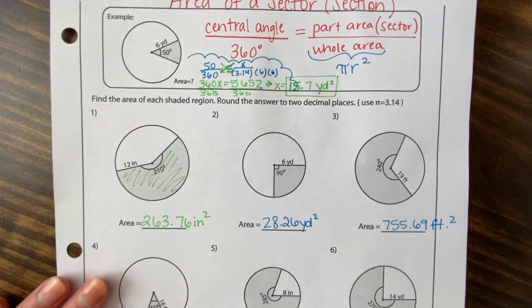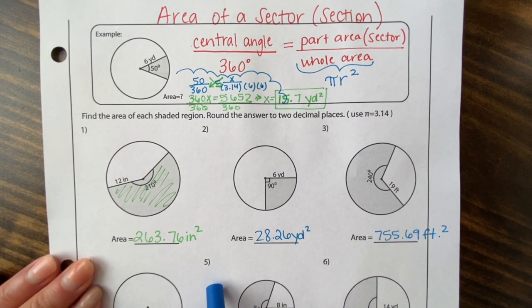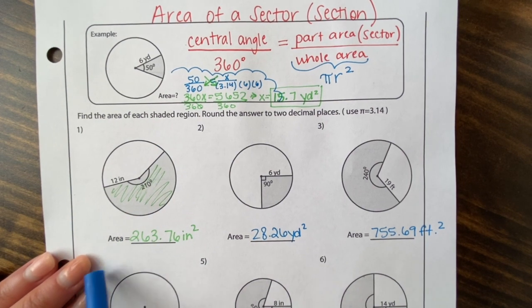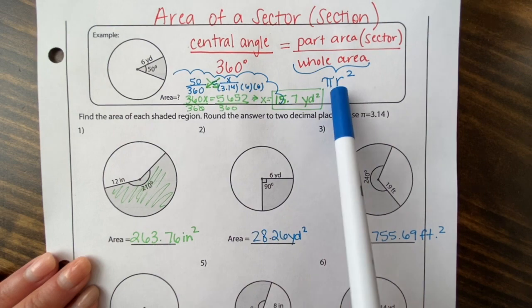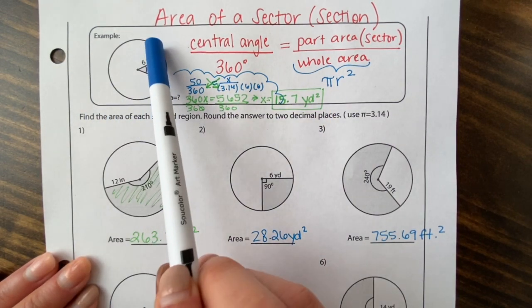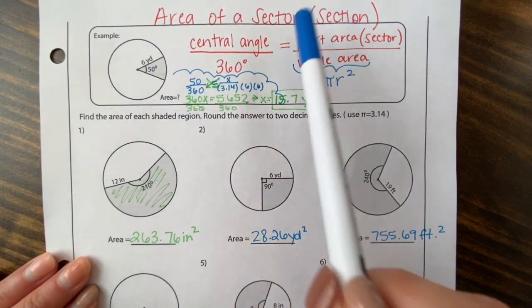Okay, so I really think this is going to be pretty easy for you guys, especially if you thought that finding arc length was easy. Then this is pretty much the same exact proportion, except instead of filling in circumference and finding part of the circumference, you're finding part of the area. Part over whole equals part over whole.